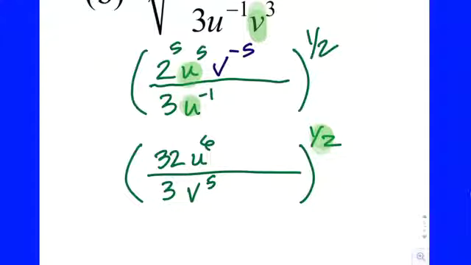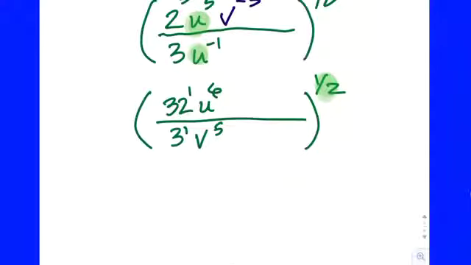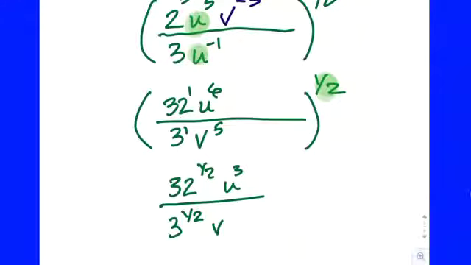So when I do that, again, I'm going to help myself here. I'm going to put little ones there. If I can see all the exponents and all the factors, I'm less likely to make a careless mistake. So we're going to get 32 to the 1/2 power. U to the what? What's 6 times a half? 3. Good. All over 3 to the 1/2 power, and v to the what? 5 times 1/2.